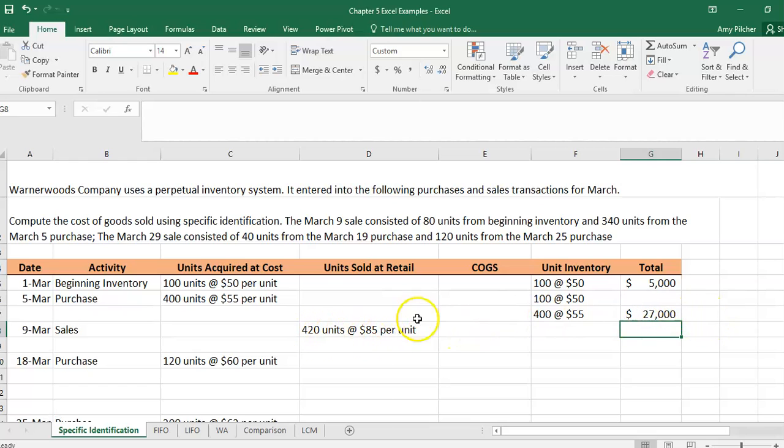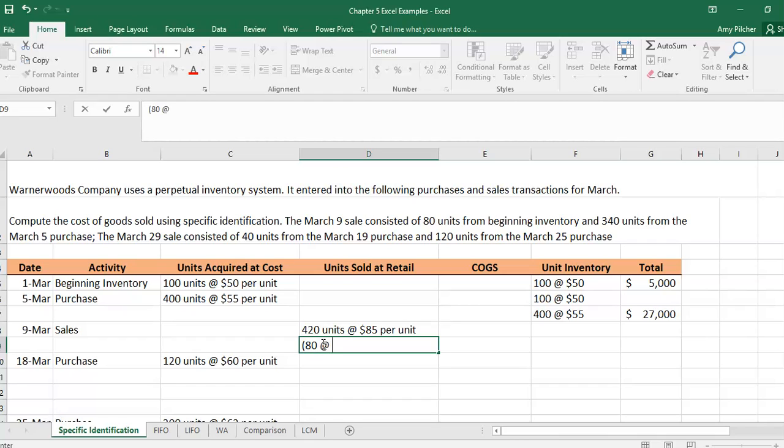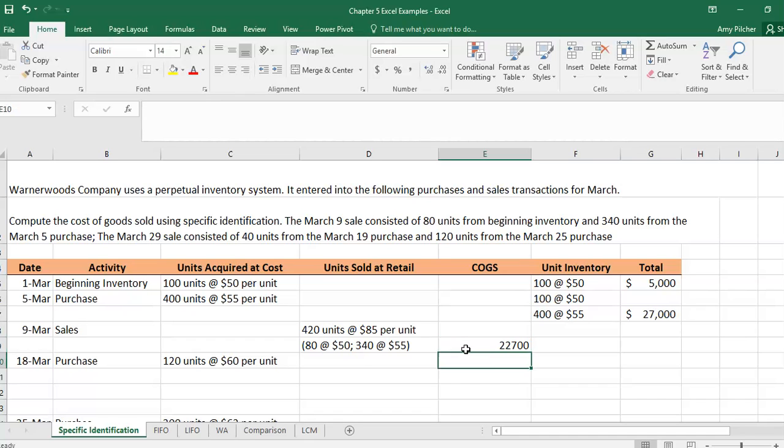We then sell 420 units at $85 per unit. It tells us in our instructions that the March 9th sale consists of 80 units from beginning inventory and 340 units from the March 5th purchase. So this total is 80 at $50 and 340 at $55. So our cost of goods sold on this sale is 80 times 50 plus 340 times 55, or a total of $22,700.